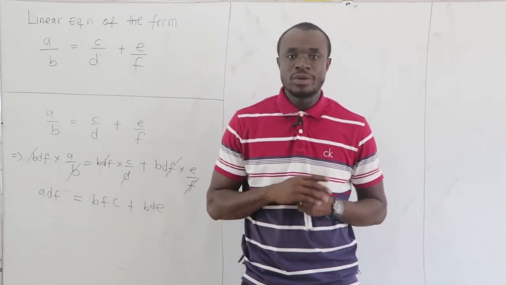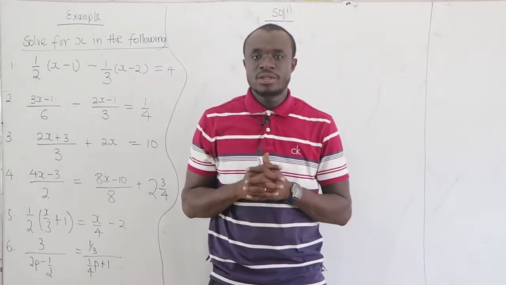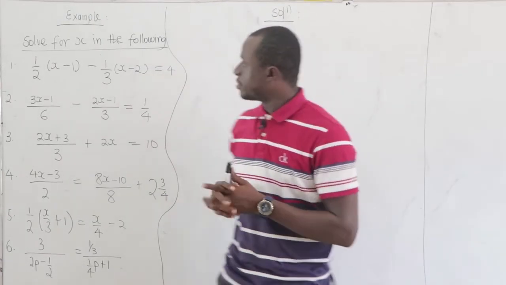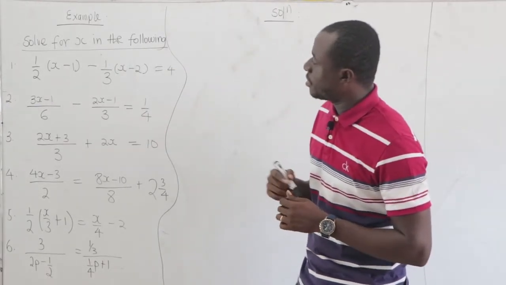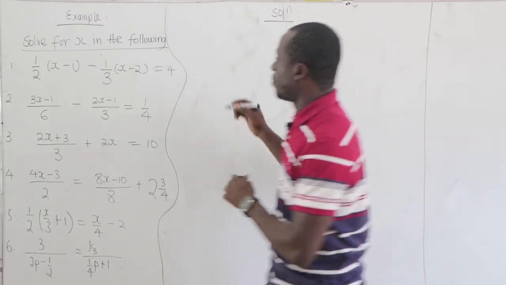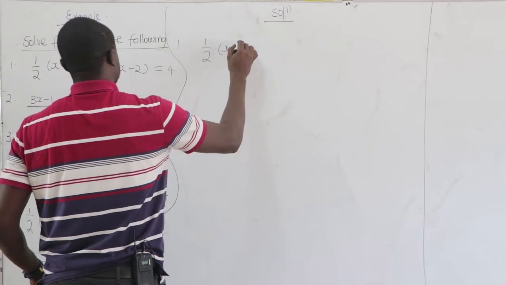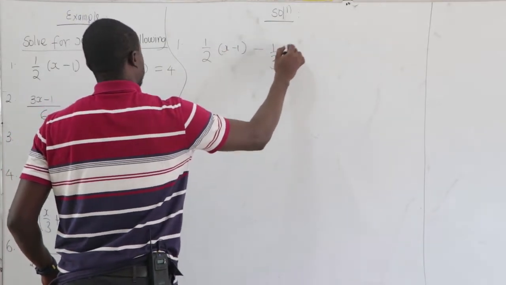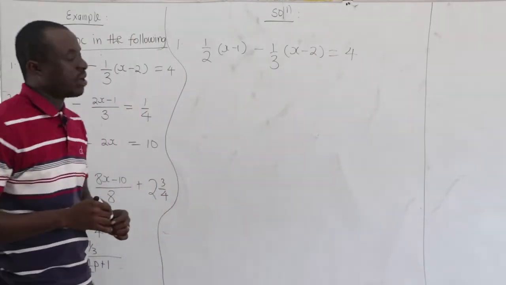Let's consider the following examples for better understanding. Now let's consider the following examples. So for x in the following, the first one here, 1 over 2 into bracket x minus 1, minus 1 over 3 into bracket x minus 2 equal to 4. So our first one, 1 over 2, (x minus 1), minus 1 over 3, we have (x minus 2) equal to 4. Now, what is the LCM?